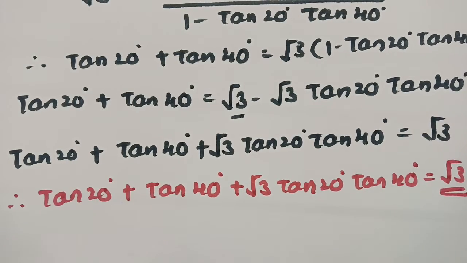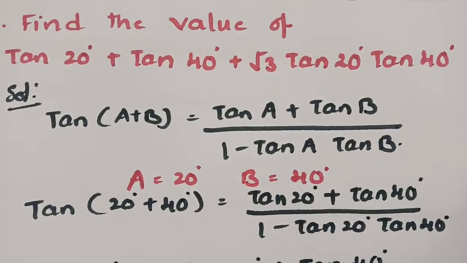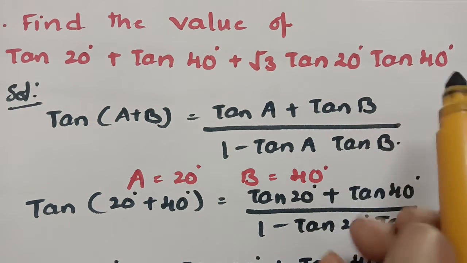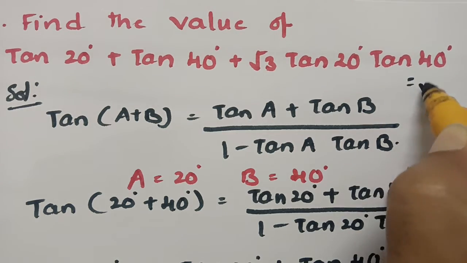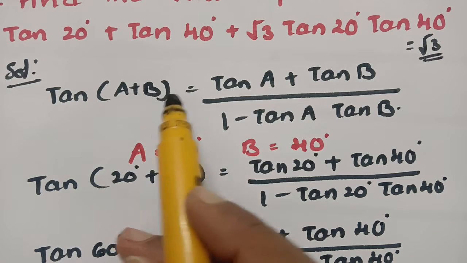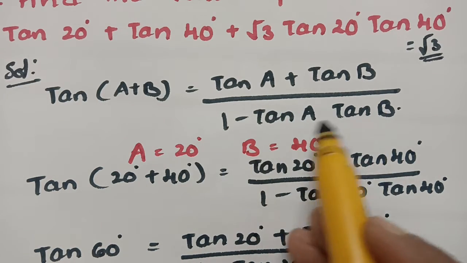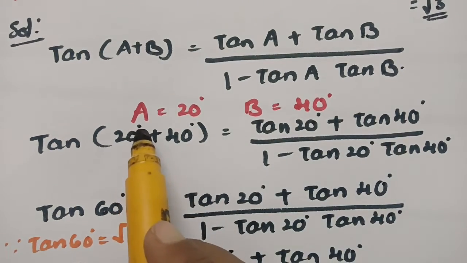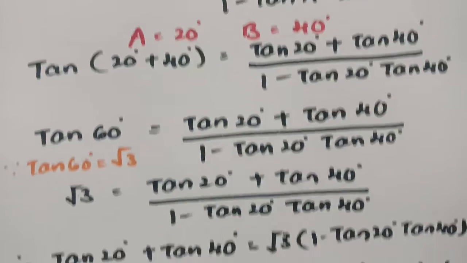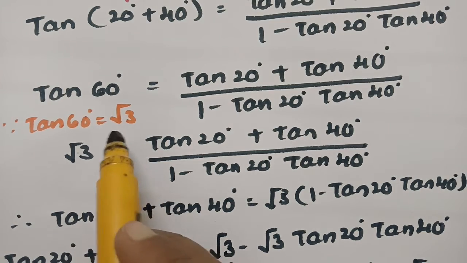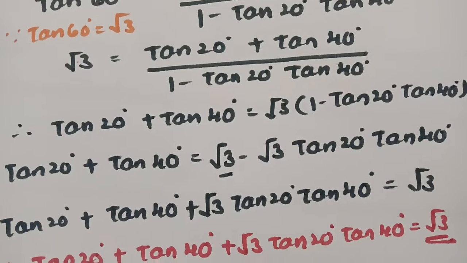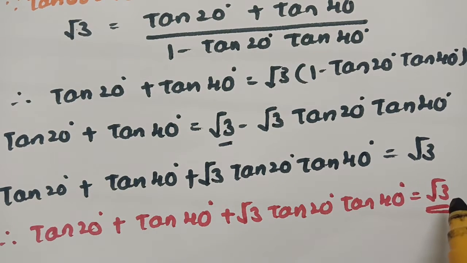So this is how we have to solve. And see here, tan 20 plus tan 40 plus root 3 times of tan 20 into tan 40, we got the value as root 3. So first of all, we have to take tan of A plus B is equal to tan A plus tan B by 1 minus tan A into tan B. In this, our substitution is A is equal to 20 degrees and B is equal to 40. After substituting and putting tan 60 degrees as root 3 and cross multiplying, we got the value as root 3.